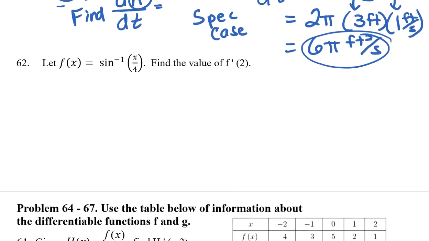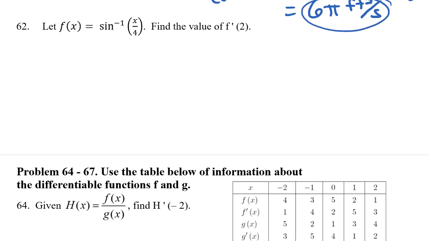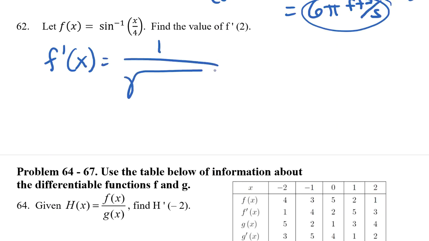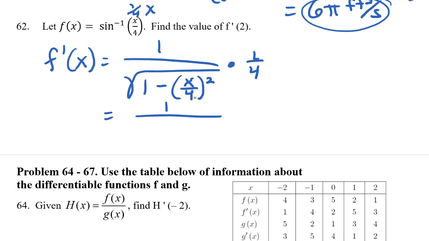All right, and in problem 62, the formula for the derivative of arc sine is 1 over the square root of 1 minus the glob squared times the chain rule on the glob. This is the same as 1/4 times x. So the chain rule would be a 1/4. So remember, we don't like complex fractions. We don't like a fraction inside of a fraction. So this term is going to be x squared over 16.